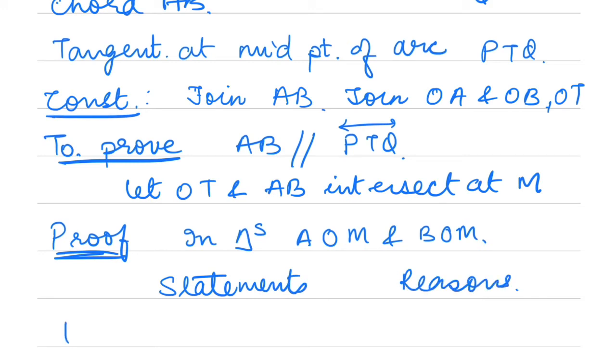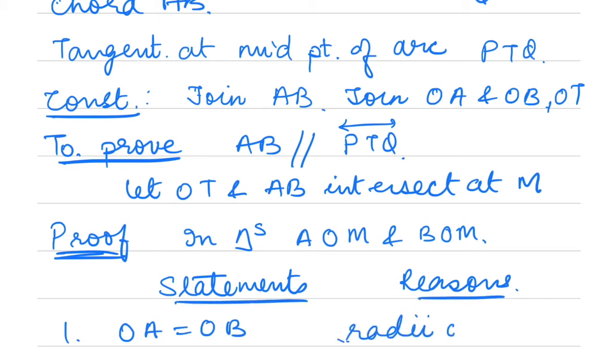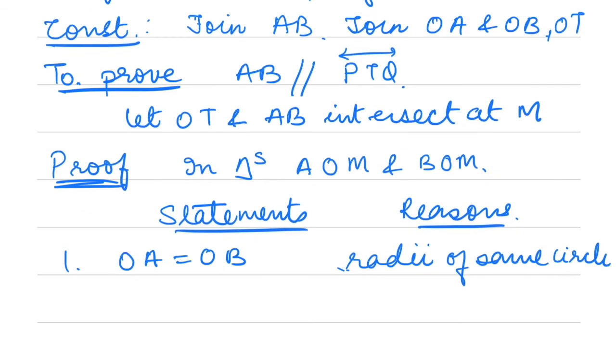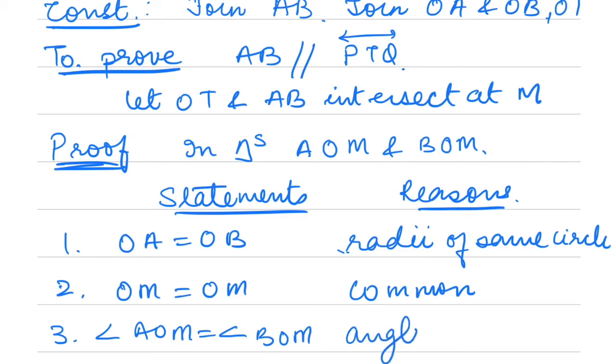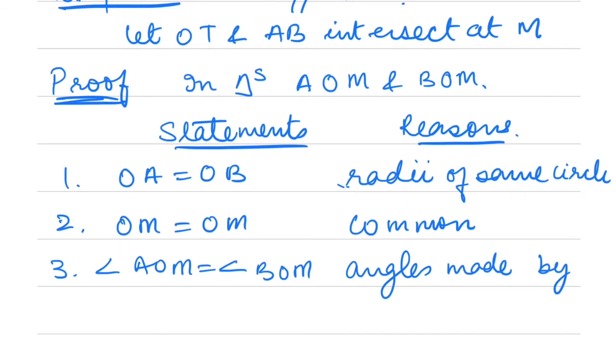So we have first is OA is equal to OB. We know these both are radii of same circle. Then second point, we can say OM is equal to OM. That's the common side, and we can say angle AOM is equal to angle BOM, angles made by equal arcs.